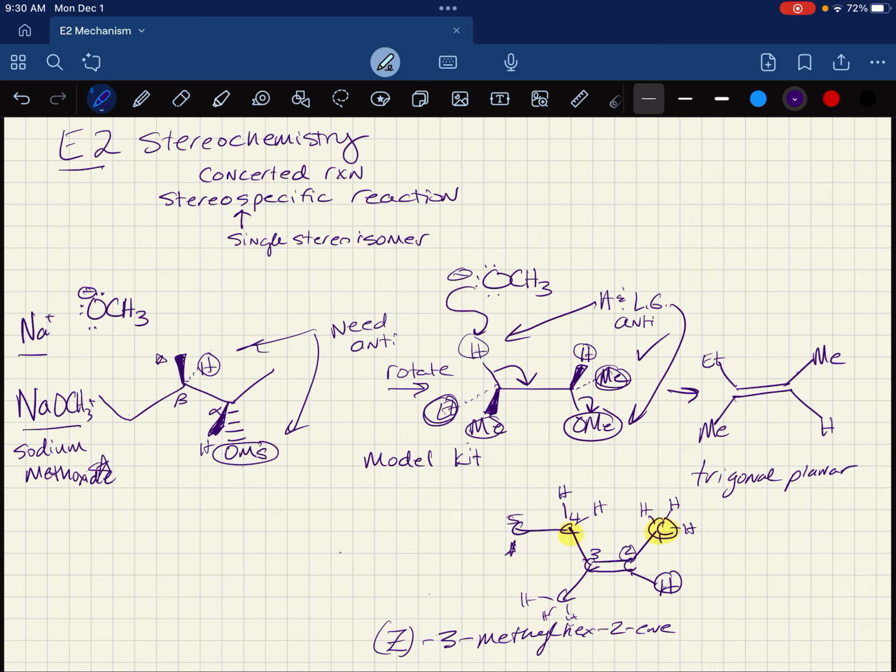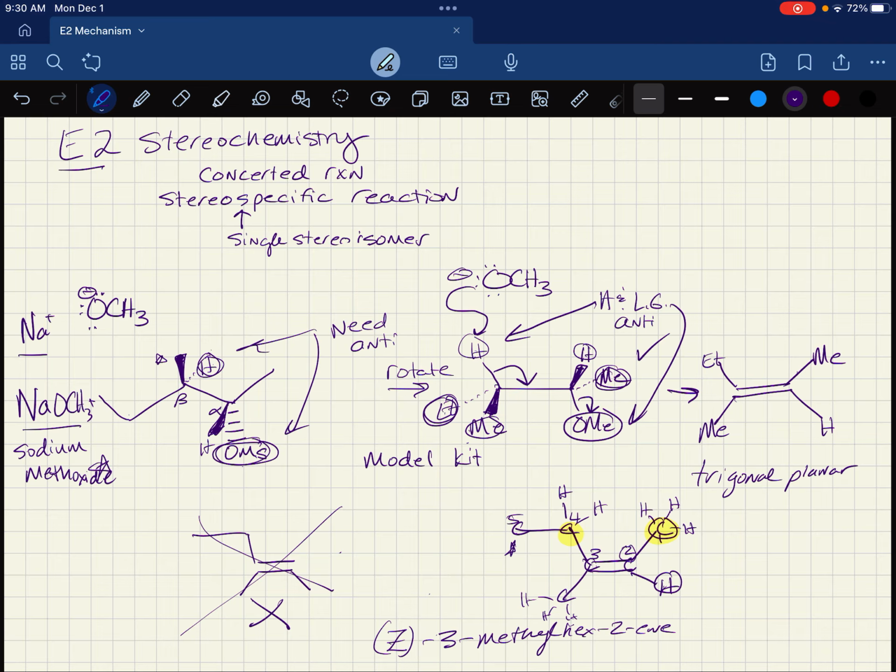And because this is a stereospecific reaction, the other stereoisomer, which would be this one, we're not going to get this one at all because that one would not come from having the proper anti-periplanar setup of the hydrogen and the leaving group. So we're not going to draw that reaction product at all as a possibility.